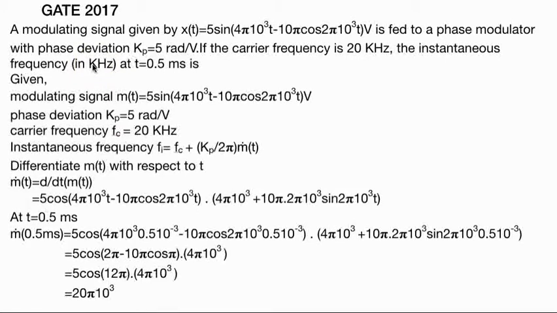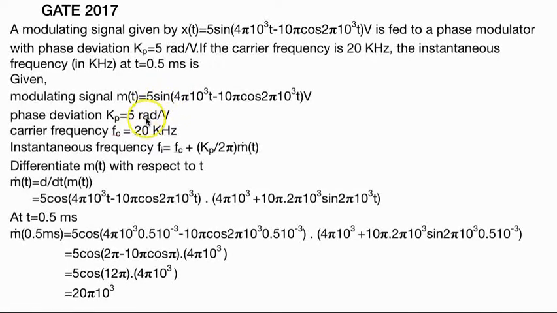The formula for instantaneous frequency, we have already known that if a phase deviation is given, and you'll see that this whole function, if we take this as phase, then we differentiate this phase, we will get m'(t), and then multiply with k_p and add the omega_c value, we'll get our instantaneous frequency. Okay, so let's start.